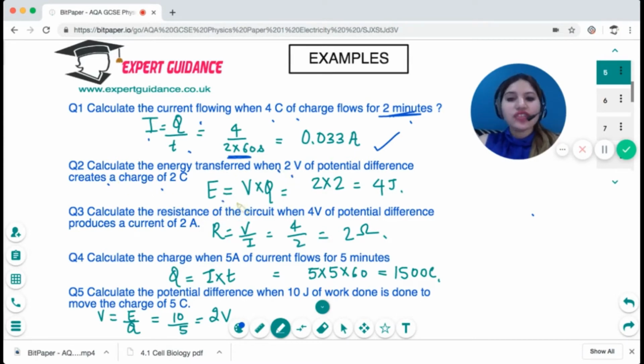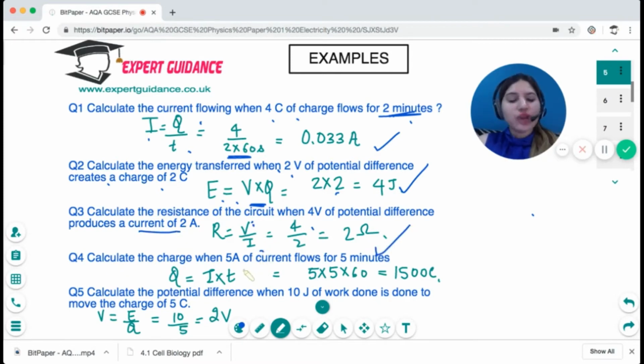So energy is voltage times the charge. Our voltage is 2. The charge is 2 coulombs, so the answer is 4 joules. Next, you need to calculate the resistance when the potential difference is 4 and the current is 2. So V over I gives 2 ohms.